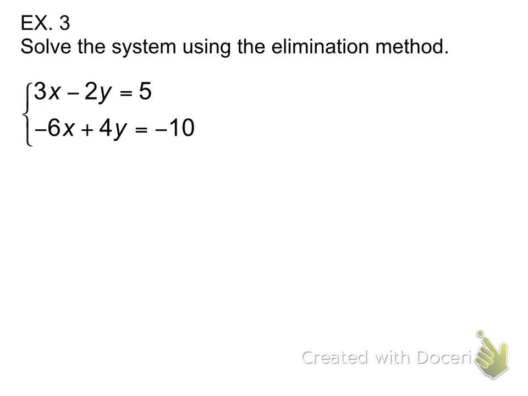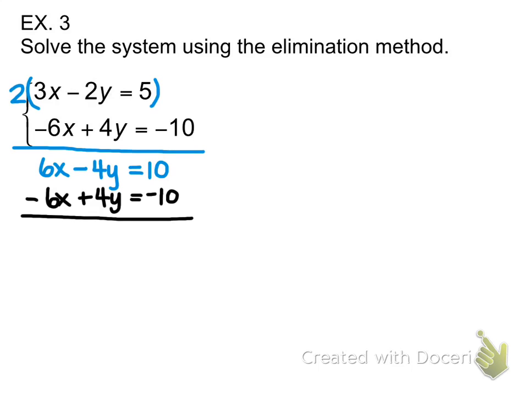In example 3, we have 3x minus 2y equals 5, and negative 6x plus 4y equals negative 10. So again, decide which variable you want to cancel. It can be x's or y's. I'm going to get the x's to cancel. So I'm going to multiply the top equation by 2. Everything in the top equation times 2 will give me 6x minus 4y equals 10. I'm going to rewrite the second equation exactly as it is.